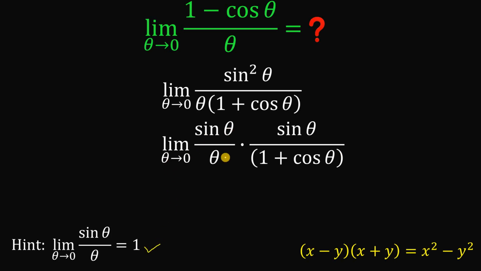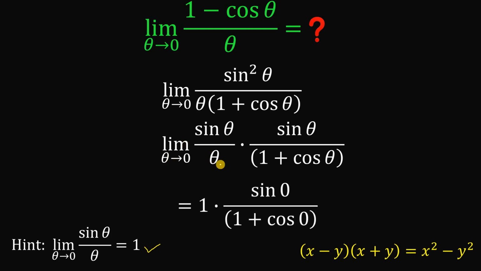Because we know the limit of sine theta over theta as theta approaches 0 is simply equal to 1, and also sine theta over 1 plus cosine theta is not 0 over 0. So let's evaluate this limit. We know the limit of sine theta over theta as theta approaches 0 is 1, and we can now plug in theta equals 0.